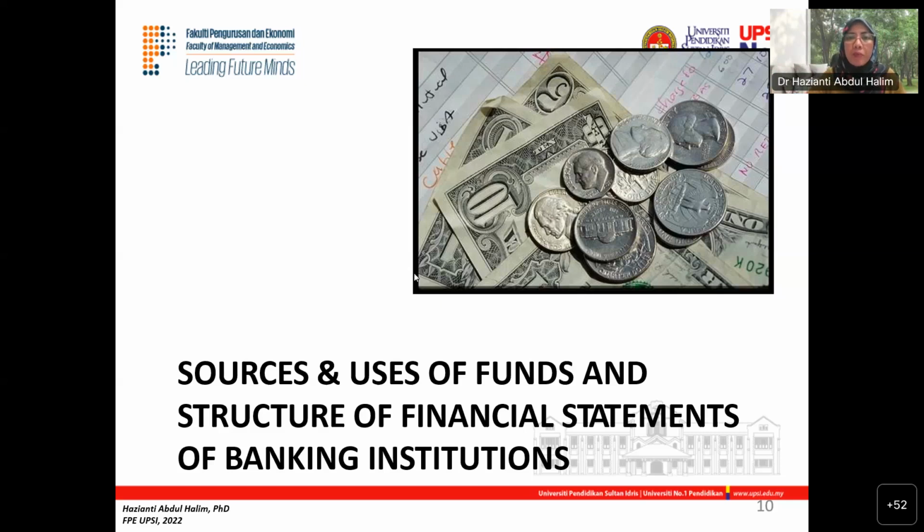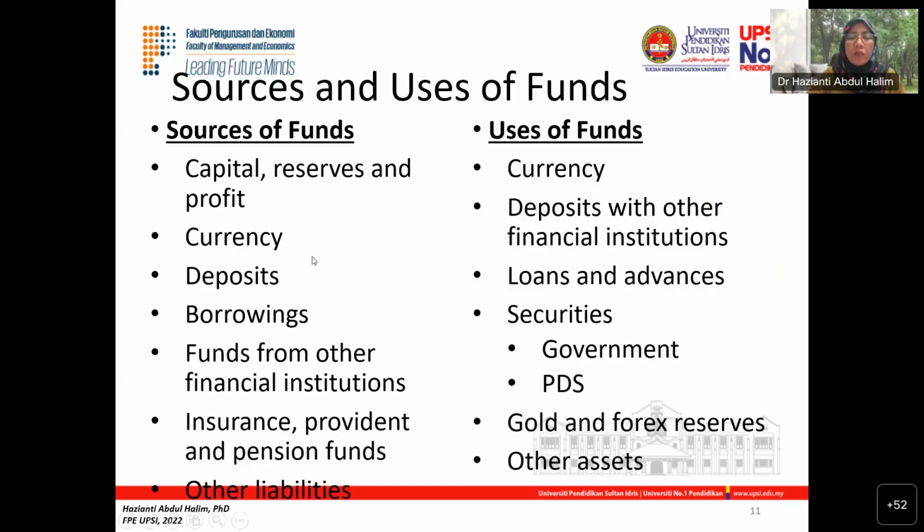So we can see from here sources of fund, which means where does the bank get their fund ataupun their money, their capital, mana dia dapat. So it comes from, of course, the capital lah, capital reserve, and also profit, their retained earnings, the currency deposits, the borrowing, funds from other financial institutions, insurance, provident and pension funds, and also other liabilities. Okay, ini semua datang dari kita kata the sources of their funds.